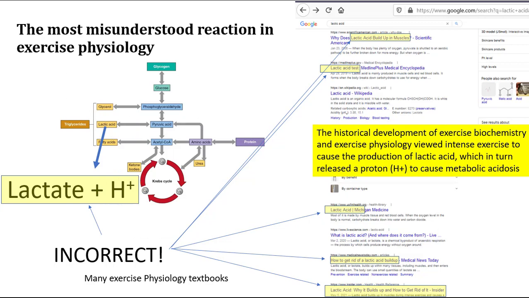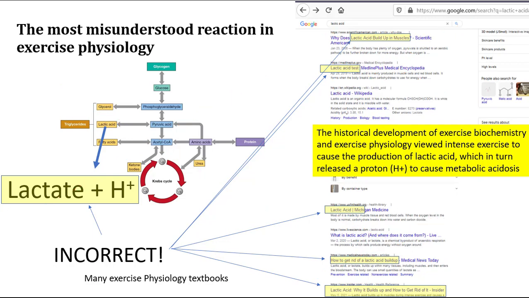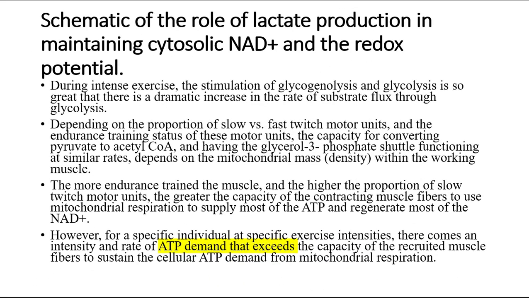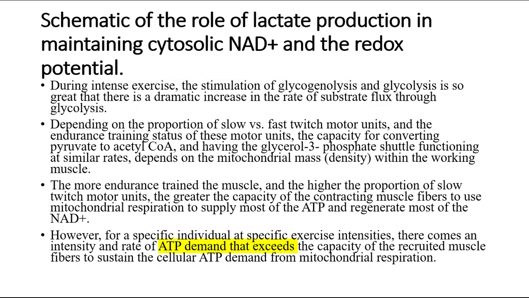However, such a belief was totally incorrect. Rather, lactate production occurs in a non-acid form, and lactate consumes a proton, not releases a proton. Lactate production retards, not causes, acidosis. During intense exercise, the stimulation of glycogenolysis and glycolysis is so great that there is a dramatic increase in the rate of substrate flux through glycolysis.